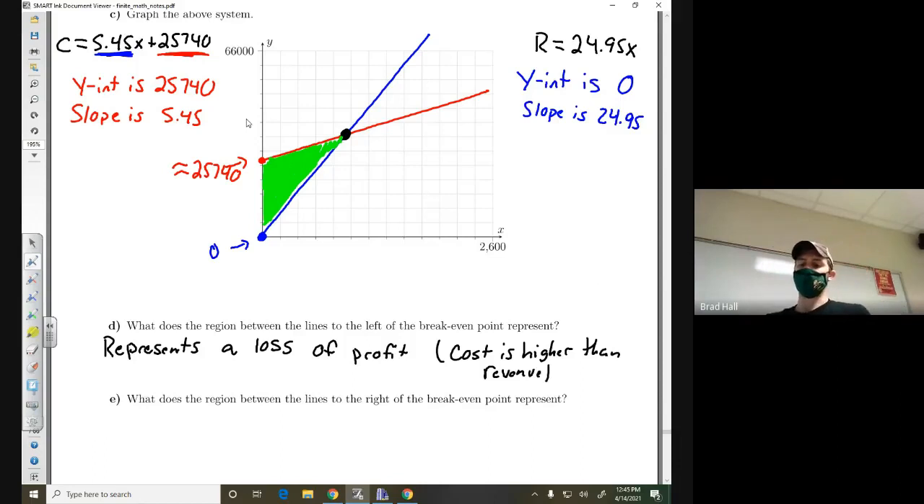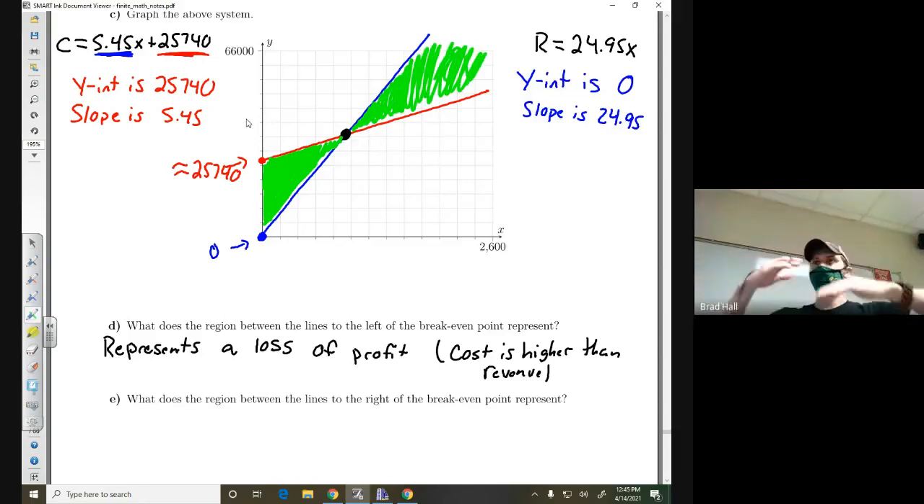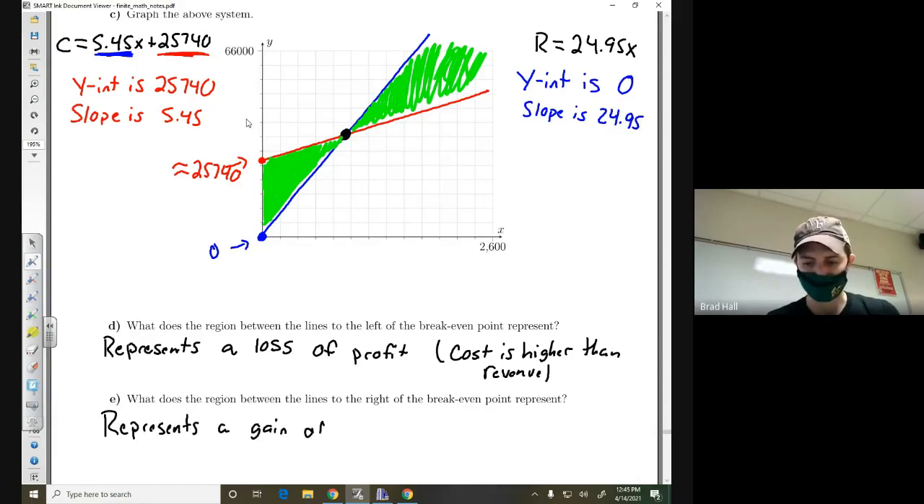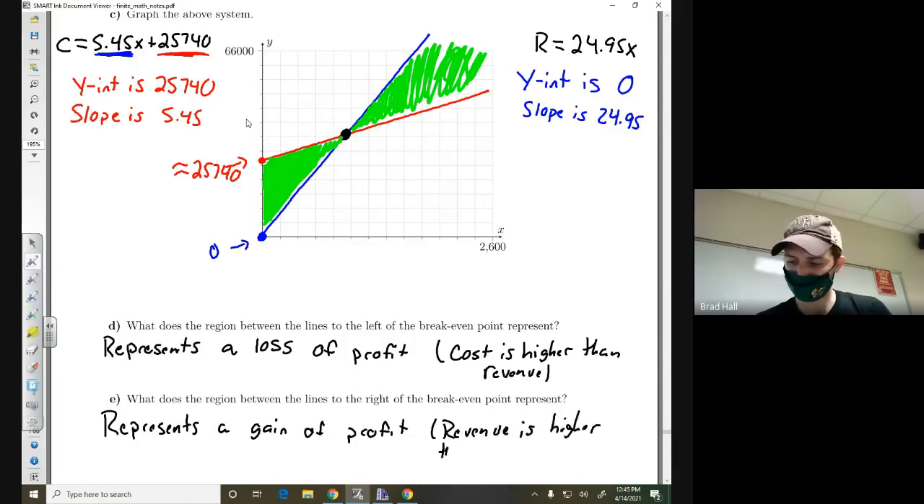And then they ask, what does the region between the lines to the right of the break-even point represent? Well, break-even is where the points intersect. And notice how the lines alternate. Now the revenue function is on top of the cost function. So this represents a gain of profit, because the revenue is higher than cost there.